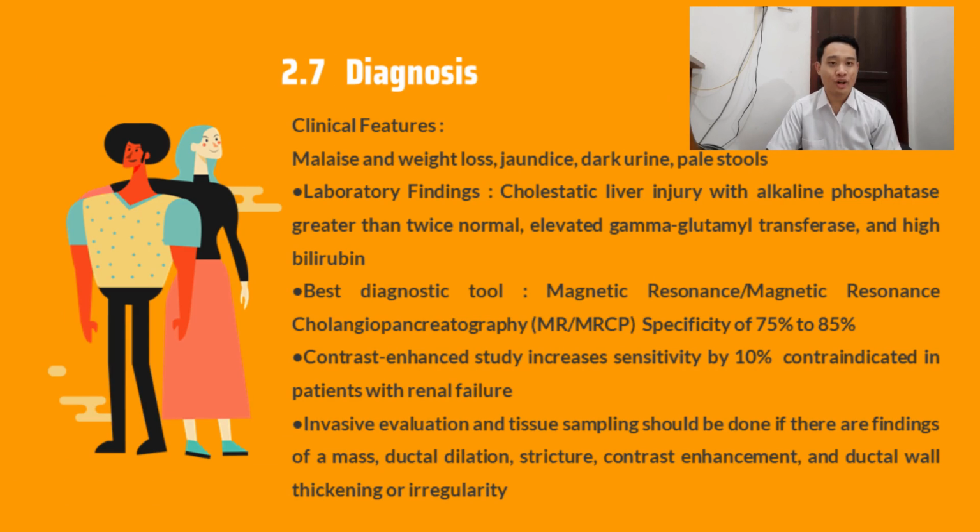For the diagnosis of cholangiocarcinoma, the clinical features: the most common symptoms are malaise and weight loss. The other symptoms would be jaundice, dark urine, and pale stools. Laboratory findings that we can find are cholestatic injury with alkaline phosphatase higher than twice normal, increased gamma-glutamyl transferase, and high bilirubin. The best diagnostic tool for diagnosing cholangiocarcinoma is MRCP or magnetic resonance cholangiopancreatography with specificity 75 to 85%.